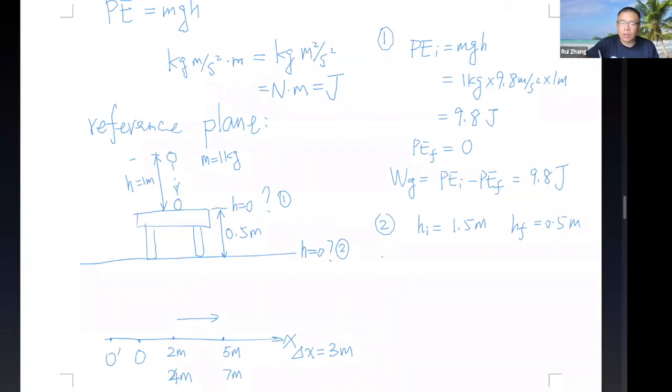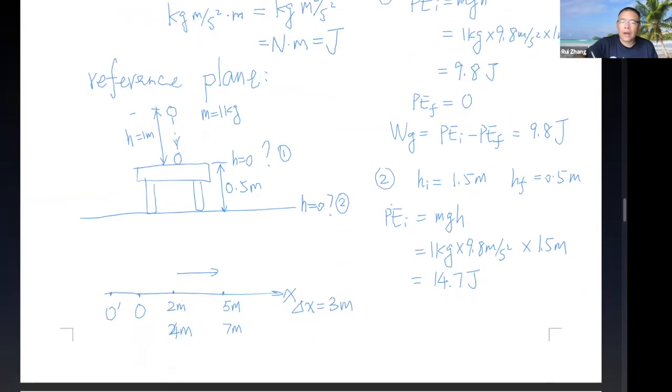So that means your initial potential energy will be, again, mgh. So 1 kilogram times 9.8 meter per second squared times 1.5 meter. As you see, it's a little bit harder to calculate than the previous one, but it's going to be 9.8 plus another 4.9. So that's going to be 14.7 joule.